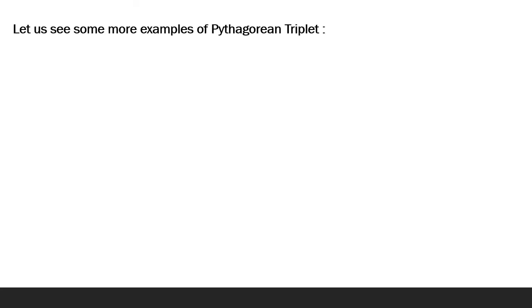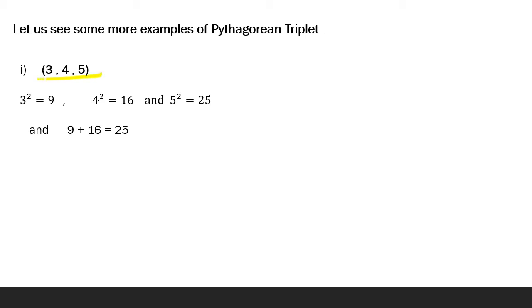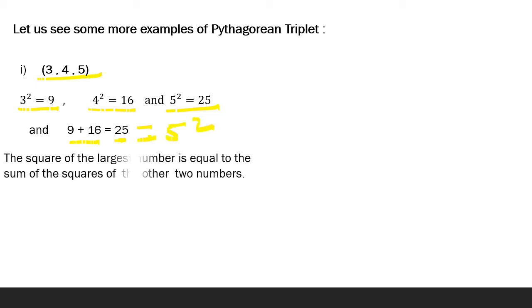Let us see some more examples of Pythagorean triplet. The first example is 3, 4 and 5. If we take the square of 3, we get 9, square of 4 is 16 and square of 5, that is the largest number, is 25. If we add 9 plus 16, that is square of 3 and square of 4, we get 25. And 25 is 5 square, isn't it? Therefore the square of the largest number is equal to the sum of the squares of the other two numbers, and hence 3, 4 and 5 is a Pythagorean triplet.